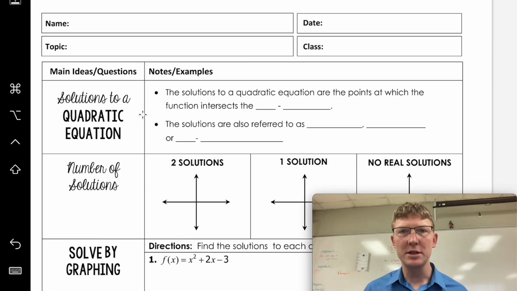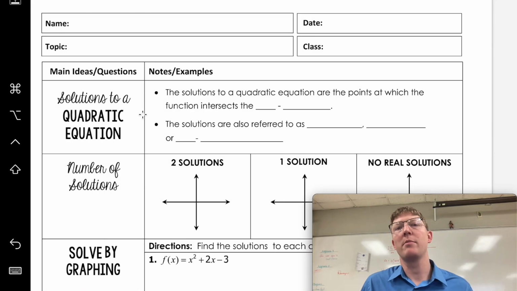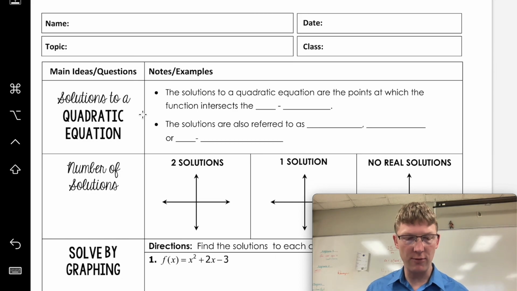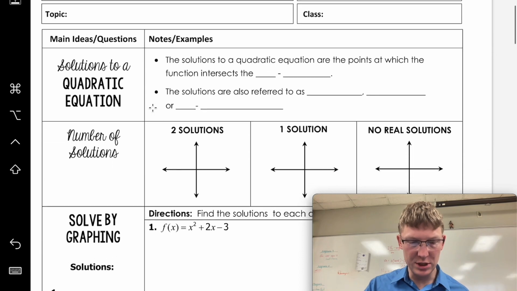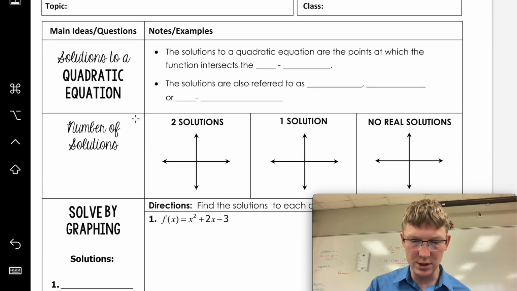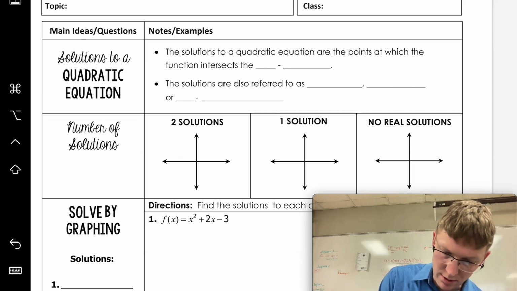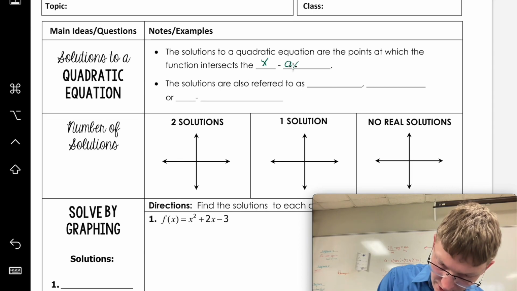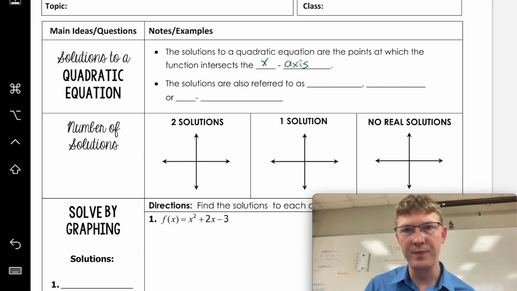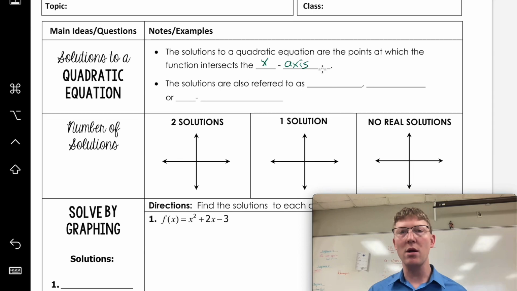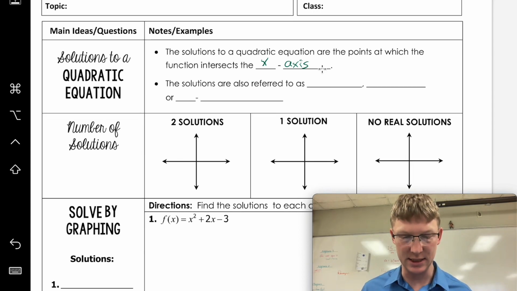So we always like to start with what it means by solving. That's what we're going to start off with. So solutions to a quadratic equation. The solutions to a quadratic equation are the points at which the function intersects with the x-axis. So we call them zeros. So again, where the graph crosses the x-axis.